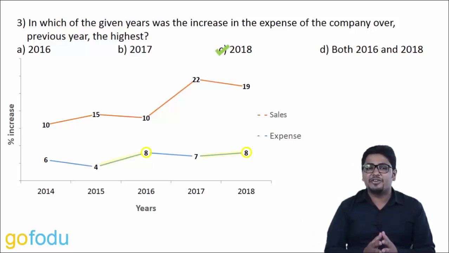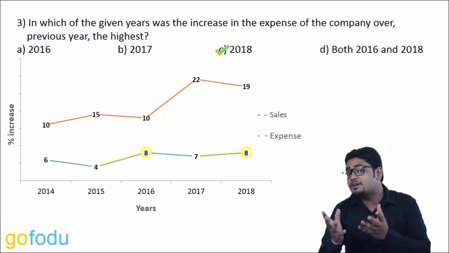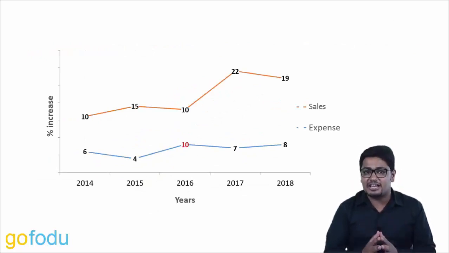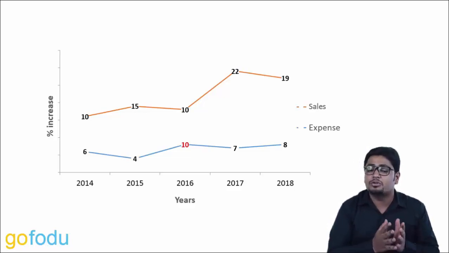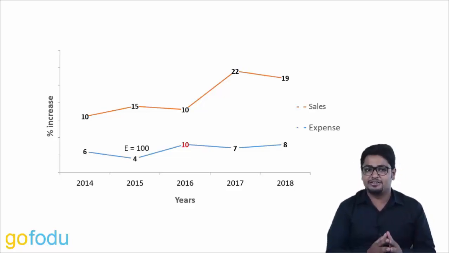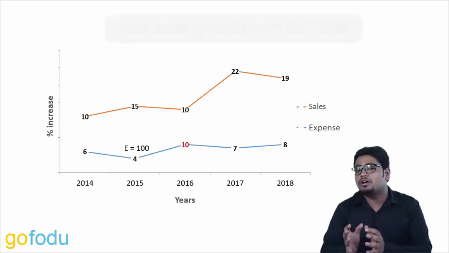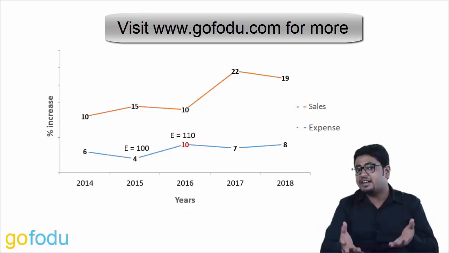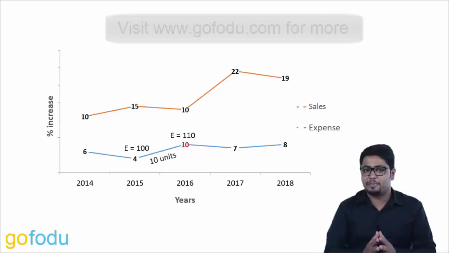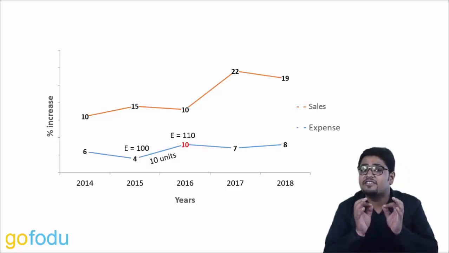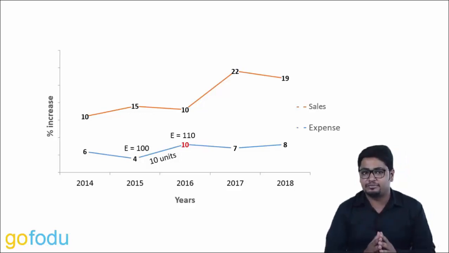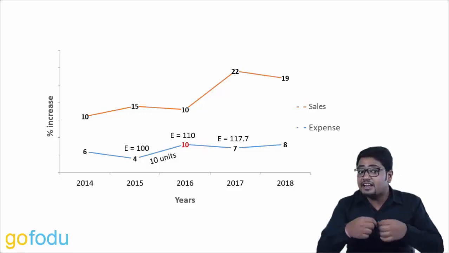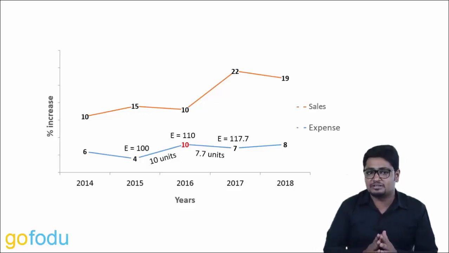Instead of 8% increase in 2016, if it were a 10% increase, then we cannot comment just by looking at it. In that case, we will have to calculate by assuming 2015's expense as 100. A 10% increase in 2016 will make it 110. So, the actual increase in expense is 10 units. In 2017, there is a 7% increase on the 110 figure. New expense would be 117.7 and the increment will be 7.7 units.